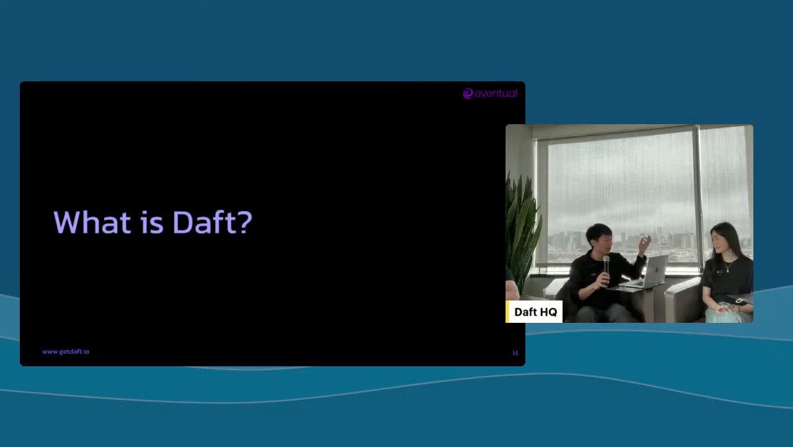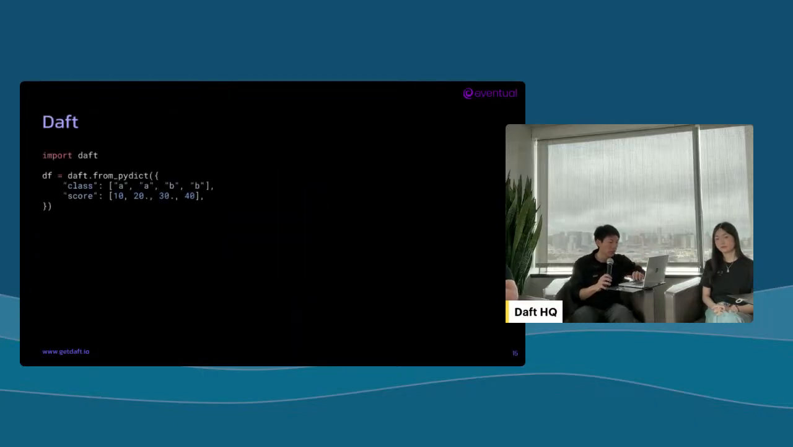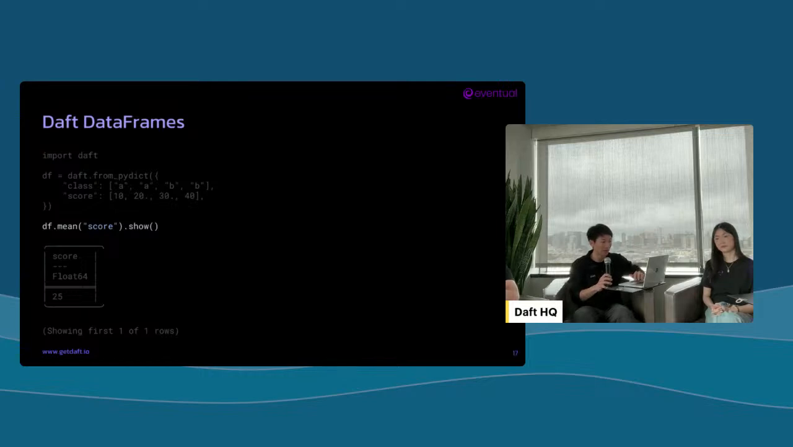So I think that was kind of a quick overview on the things that we're covering today. Maybe just quickly, what is Daft itself? So Daft is a data engine for across those three intersections that I talked about: data engineering, analytics, ML, and AI. This is how you install it: pip install Daft. We support both a SQL and DataFrame interface, which we can show off in a bit. But in order to use Daft, you just import it from a Python session. It's like import Daft. Here's creating a Daft data frame from a Python dictionary. Very simple.